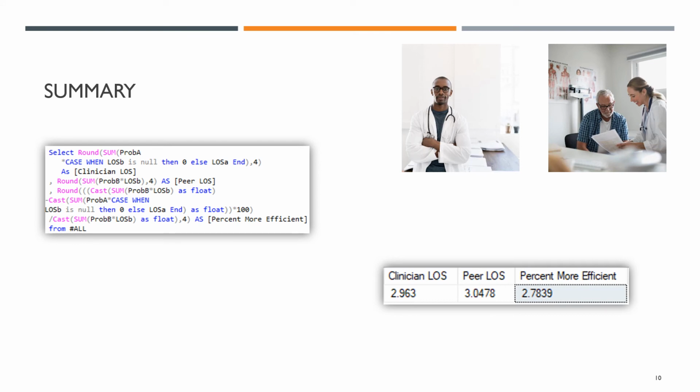The original question was to use SQL to determine if the clinician is more efficient than his peer group. Using the calculated length of stays and probabilities, we can determine the expected length of stay for the clinician and peer group as 2.963 and 3.048 respectively. In order to determine how much more efficient the clinician is, we take the expected length of stay for the peer group minus the expected length of stay for the clinician, times 100, and divide by the expected length of stay for the peer group. The clinician is 2.78% more efficient than the peer group.